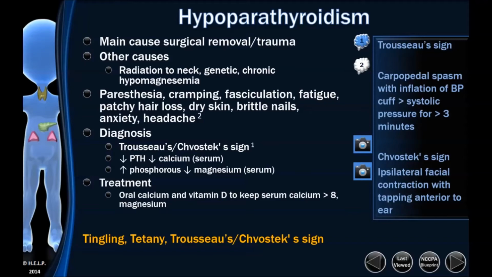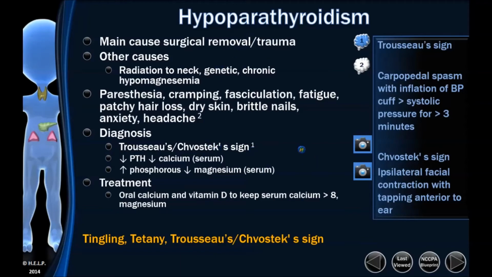So we have spasm in the hand or foot, and it's related to the blood pressure cuff being elevated greater than the systolic pressure. In Chvostek's, you're tapping the same side of the face, and you're going to see this little twitching that occurs in the face. There's some good YouTubes you can look for both of these.